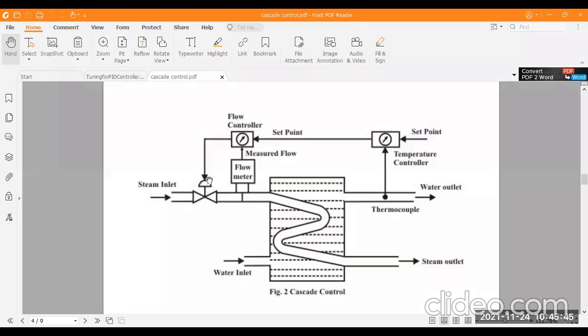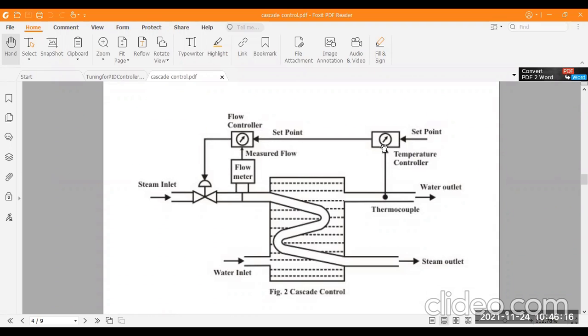Here you can see this is a valve, which controls the steam temperature in the steam inlet temperatures. Okay, and one flow meter we have to use from here, which is connected to one flow control system. This flow control system controls the steam flow. Okay, and this steam flow is connected to another temperature controller set point value. This is a temperature controller set point.